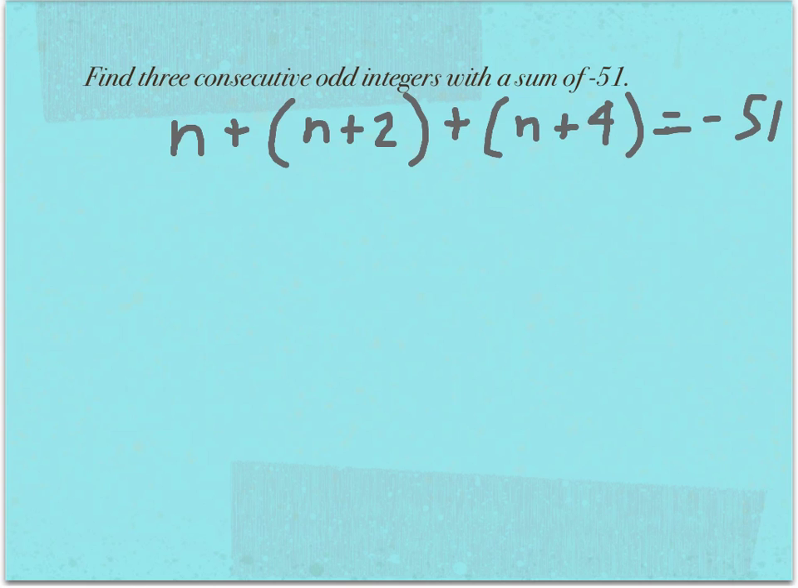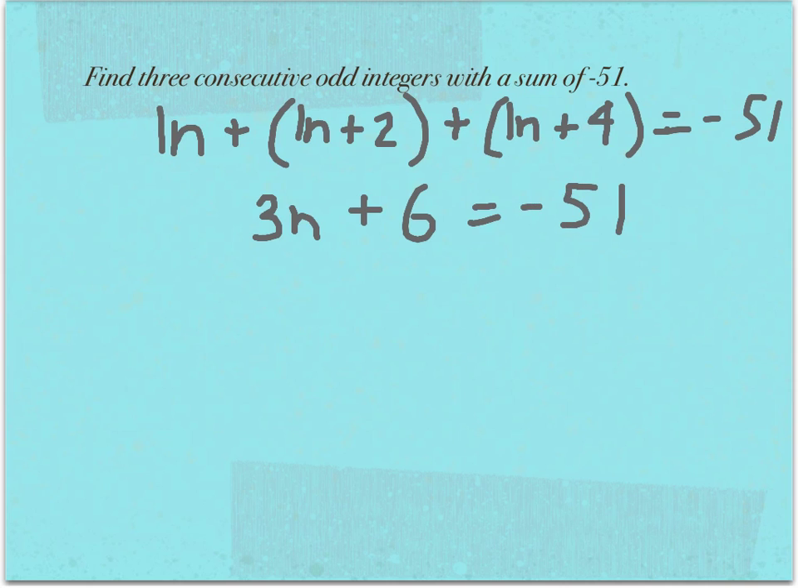Now, you can simplify these. Notice that you have a single n on all these, so I can put the n's together. So I end up with 3n. And I also look at the numbers here. I have 6 when I add those up. So this turns into the equation 3n plus 6 equals negative 51.